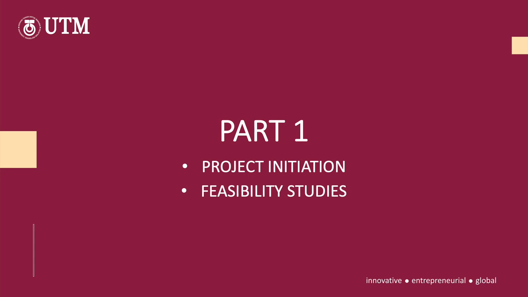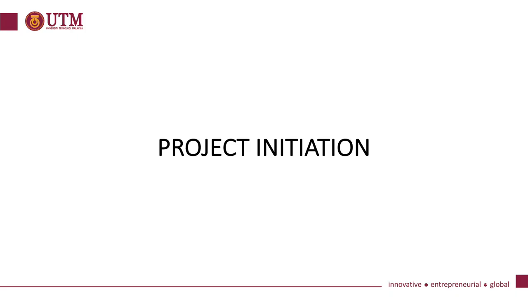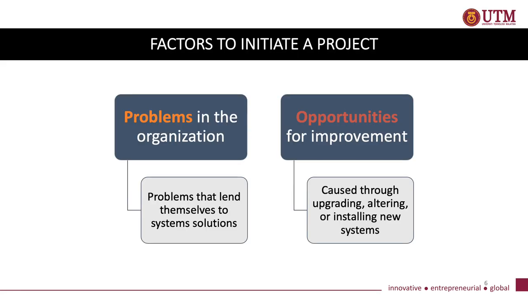In this part 1 of topic 2, we will focus on the project initiation and feasibility studies. Let's start with the concept of project initiation. There are 2 main factors that contribute to begin, start, or initiate a project for an information system. First factor is the current problems that cause dissatisfaction among the involved people in the organization. Second factor is any opportunity that provides room for improvement in the organization's business activities. These opportunities might appear due to recent upgrading, maintaining, or even once a new system is being installed.